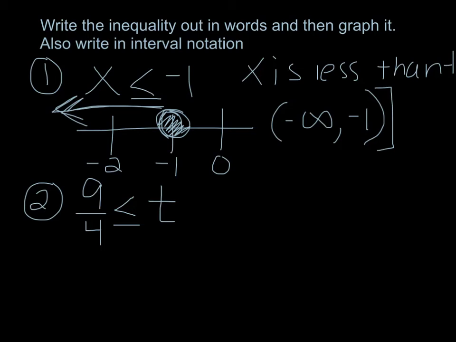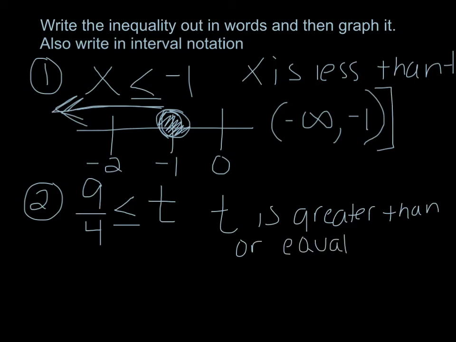Okay, our next example here. So we have 9/4 is less than or equal to t. And if we want to read it the other way around, we start with the t, and it's open to the t, so that means that t is greater than or equal to, because there's the line underneath the symbol, 9/4. Okay, draw your number line.